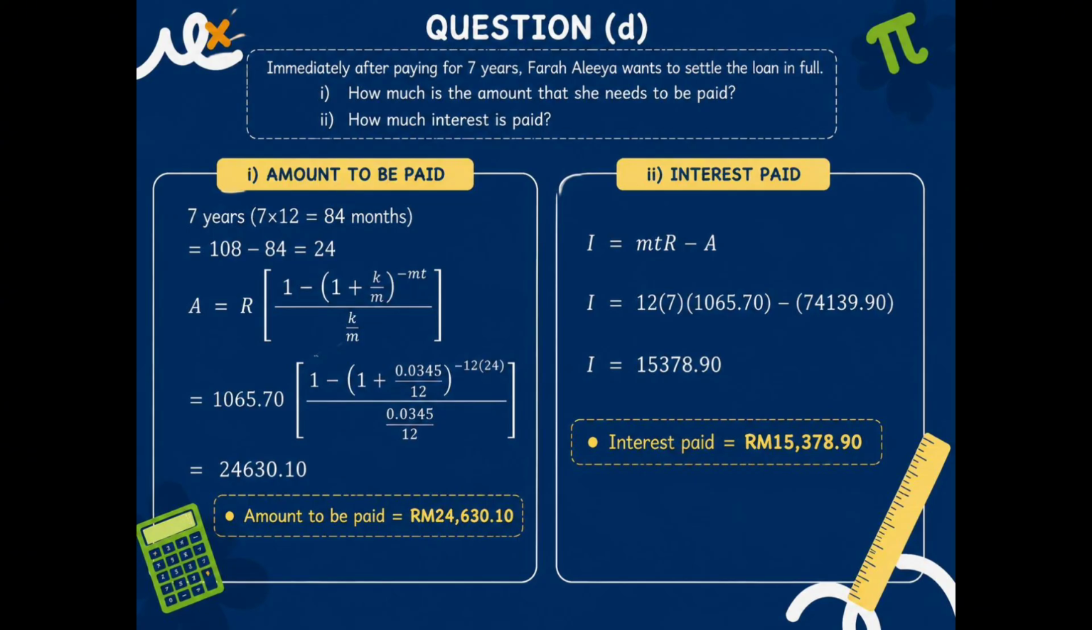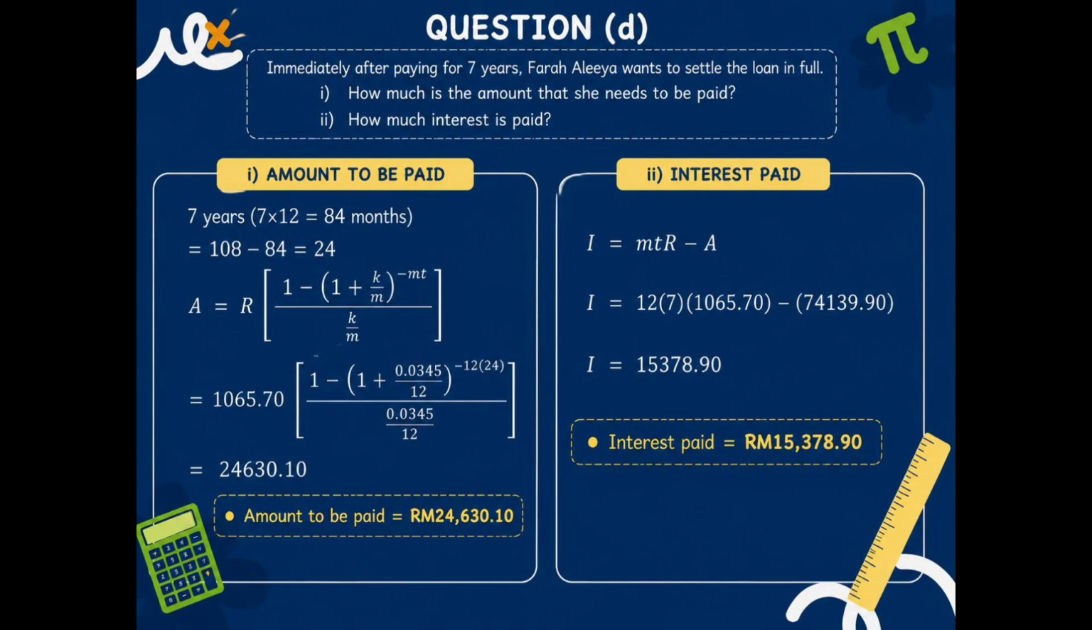To determine the outstanding loan balance, we use the present value of an annuity formula after substituting the monthly payment of 1,065 ringgit and 70 cents, the interest rate, and the remaining 24 months into the formula. We obtain 24,630 ringgit and 10 cents. Therefore, the amount required to fully settle the loan after 7 years is 24,630 ringgit and 10 cents.